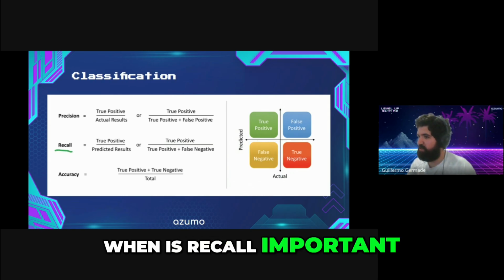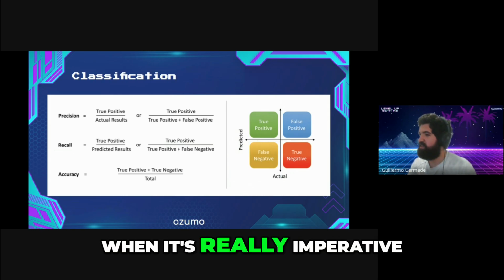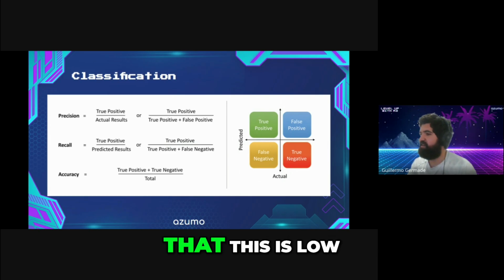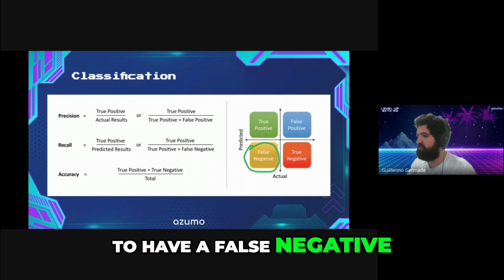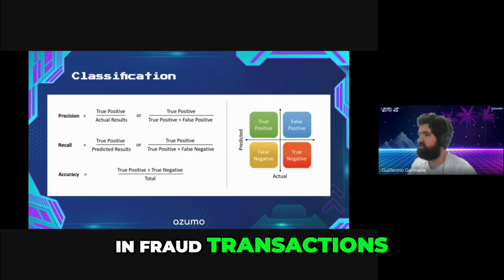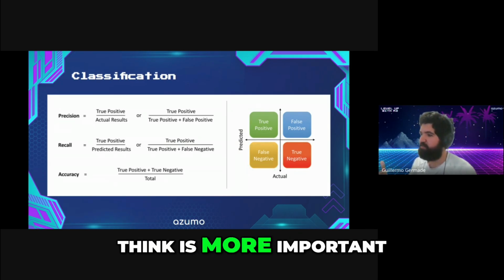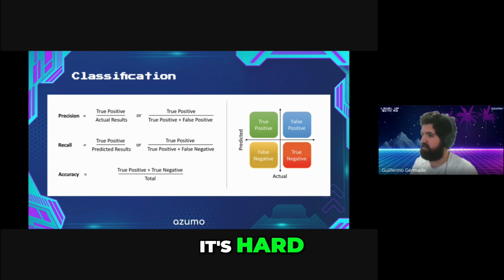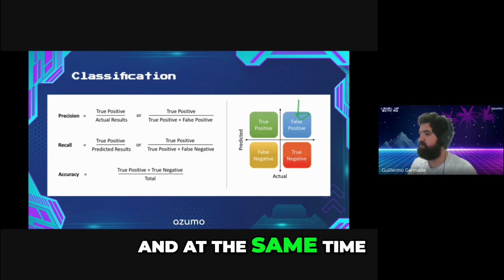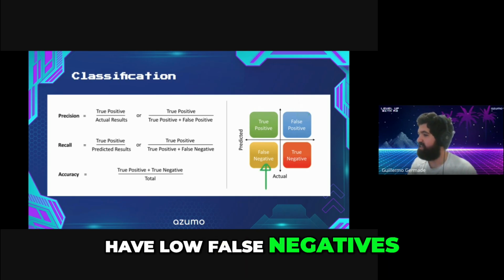When is recall important? When it's really imperative that this is low, like when it's very, very costly for you to have a false negative. For example, in fraud transactions, what do you think is more important to keep low? You usually have a trade-off. It's hard to have low false positives and at the same time have low false negatives.